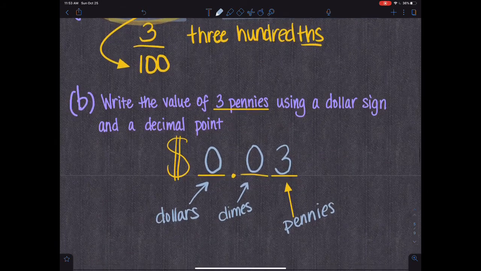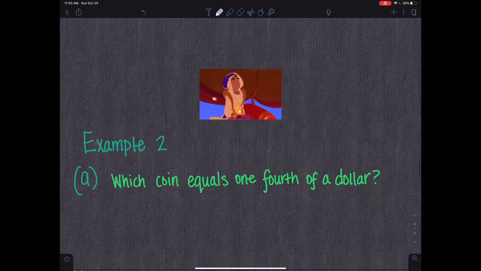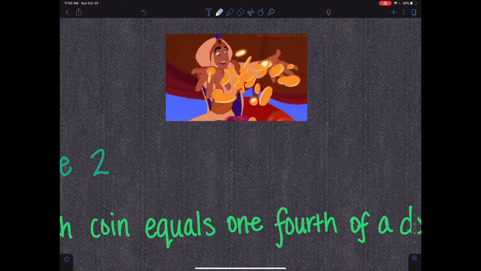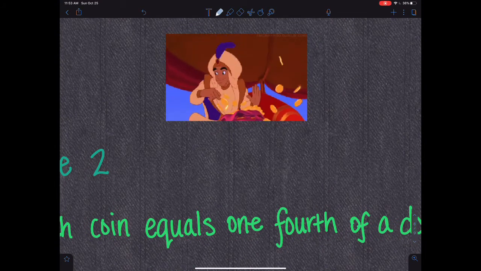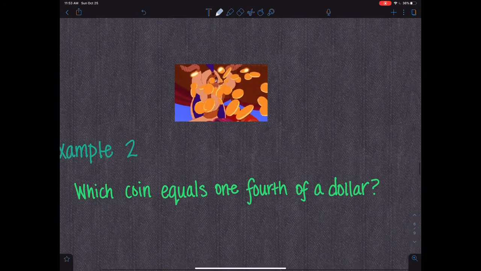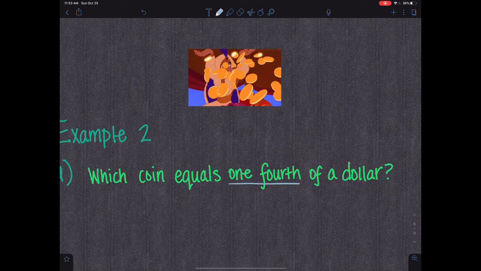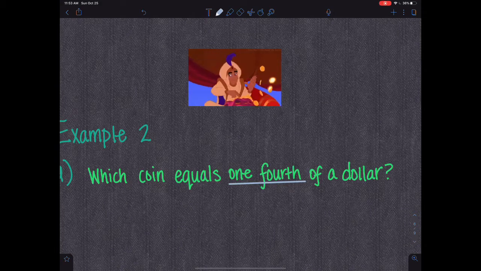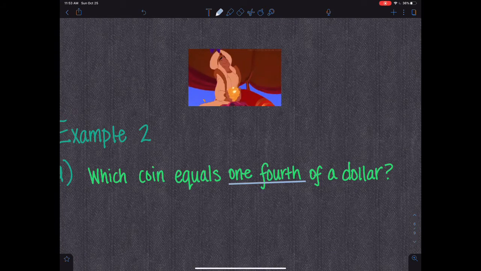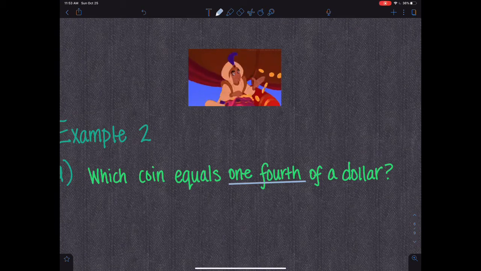All right, I hope it makes sense because I'm going to move on to the next example. And this is another example about coins, which is why I put Aladdin there. He's given away all those gold coins, it looks like. So example number 2 says, which coin equals 1/4 of a dollar? So there's some coin that 4 of them make a dollar. All right, so let's see if we can figure that out.